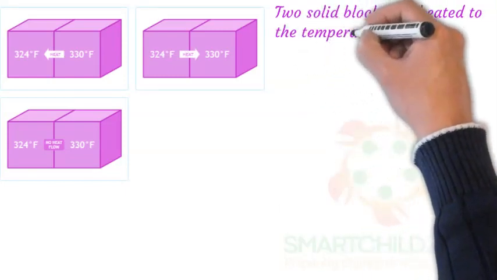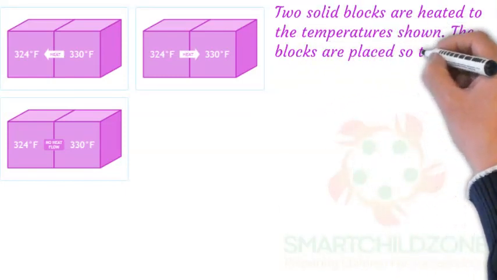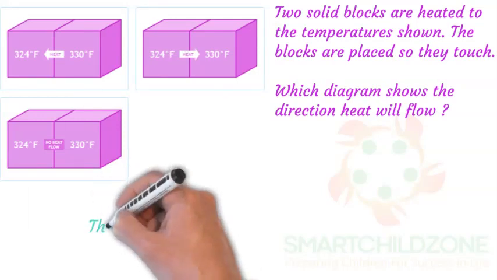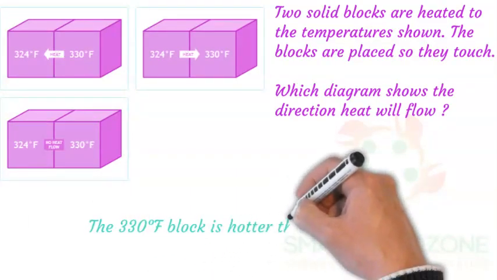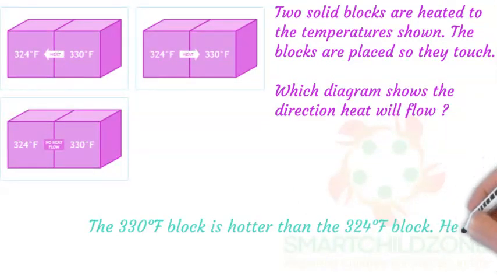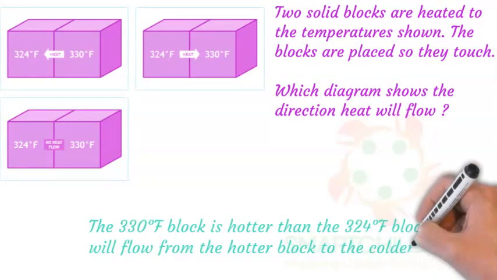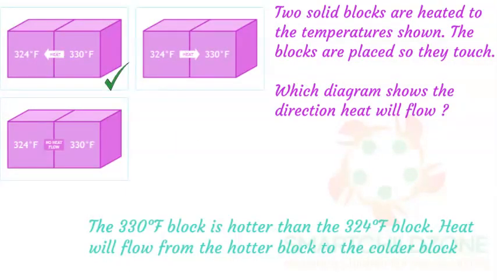Two solid blocks are heated to the temperatures shown. The blocks are placed so they touch. Which diagram shows the direction heat will flow? Compare the temperatures of the two blocks. The 330 degrees Fahrenheit block is hotter than the 324 degrees Fahrenheit block. Heat will flow from the hotter block to the colder block.